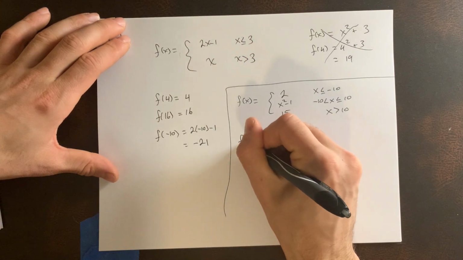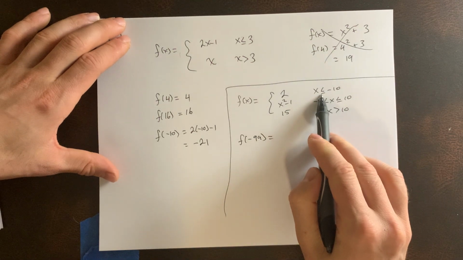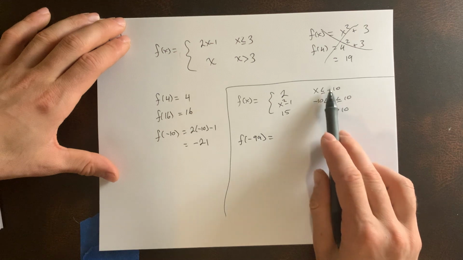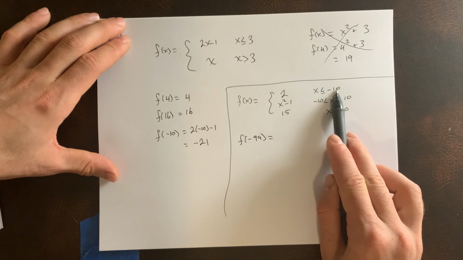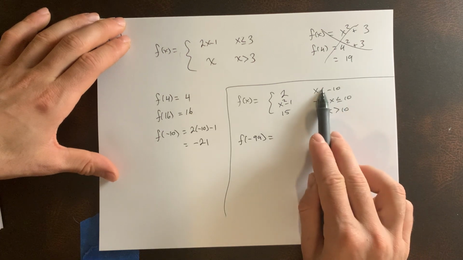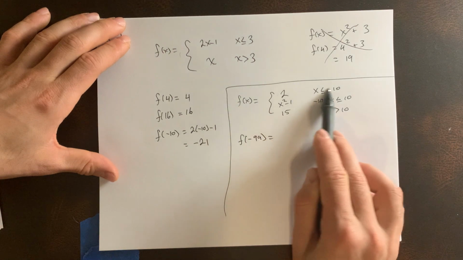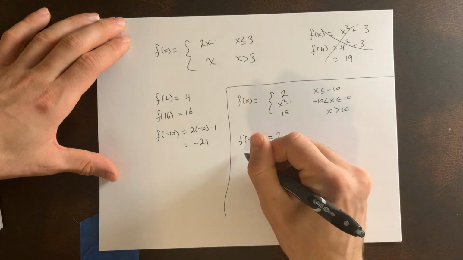So for example, f of negative 99. Negative 99 is less than or equal to minus 10, and the number you're plugging in only satisfies one of these conditions. Minus 99 doesn't work with this one, and it doesn't work with this one. So this is the equation for it. No matter what value we plug in this section, it's just going to be 2. So the answer is 2.